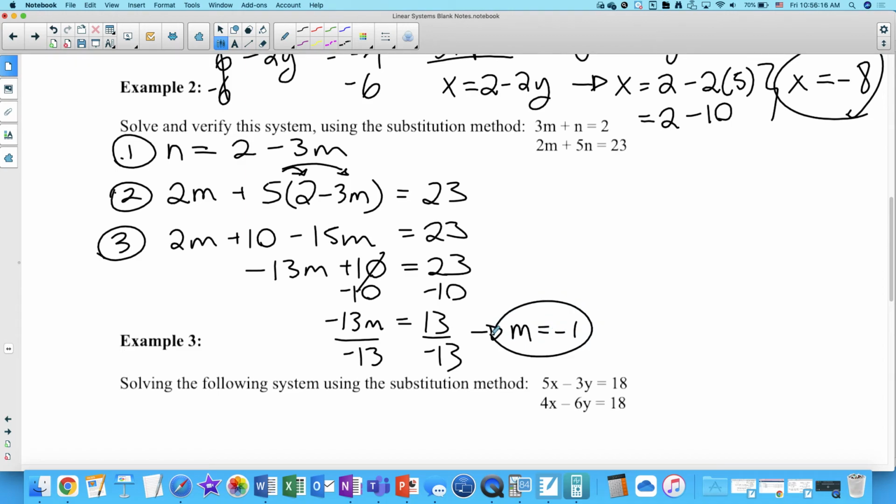So this is step 4. And we know that n equals 2 minus 3m. And we know that m equals negative 1. So we can plug a negative 1 in here. And that is 2. And then negative 3 times negative 1 is plus 3. So n equals 5.